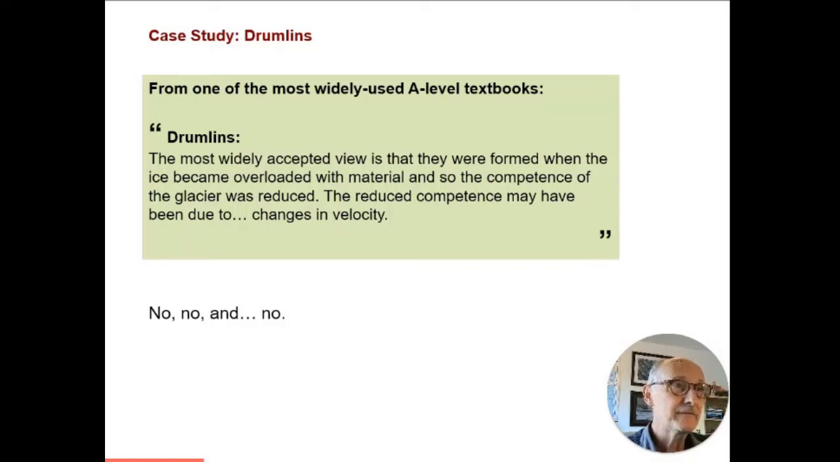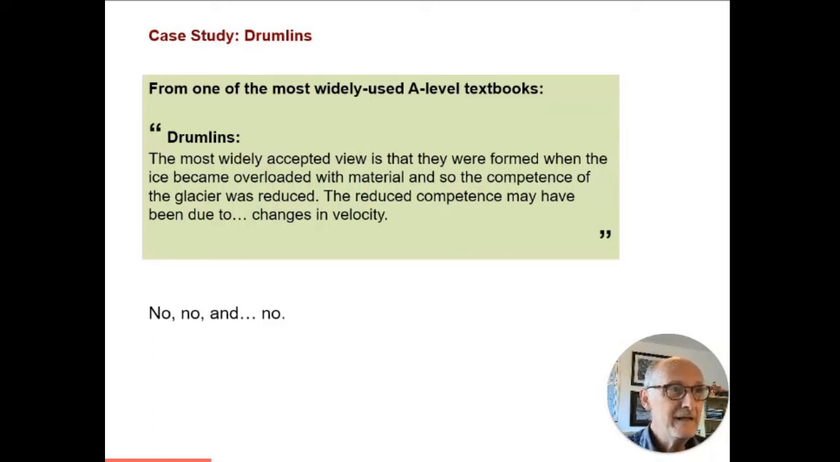This is an extract from one of the most widely used A-level textbooks where they're talking about the origin of a landform called a drumlin that you might have heard of before. It's a hill which is related to glacial environments. So there are lots of drumlins in the UK, for example, and we'll talk about those in just a few minutes. But let's look at this definition in the textbook about what a drumlin is and how a drumlin is formed.